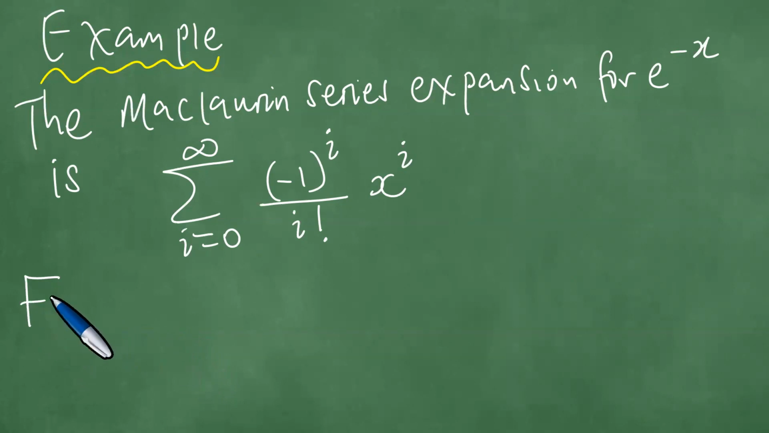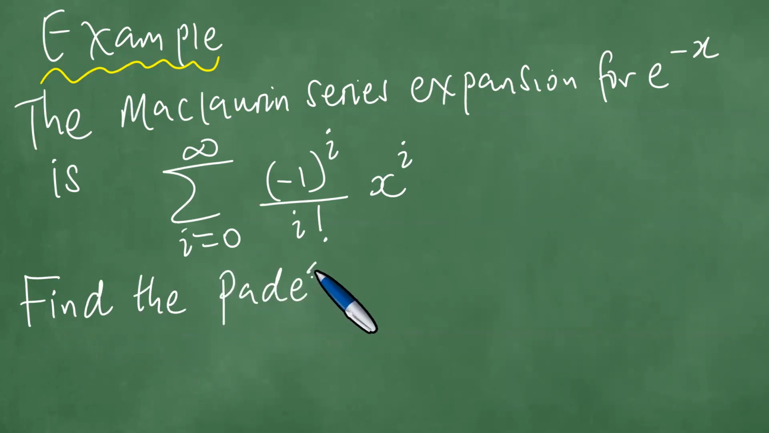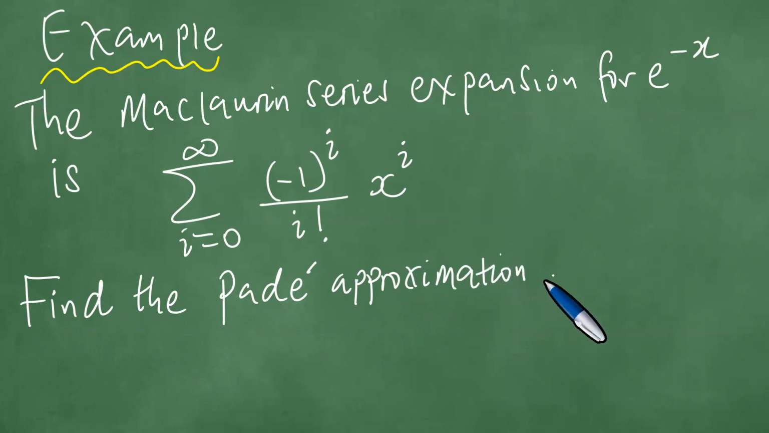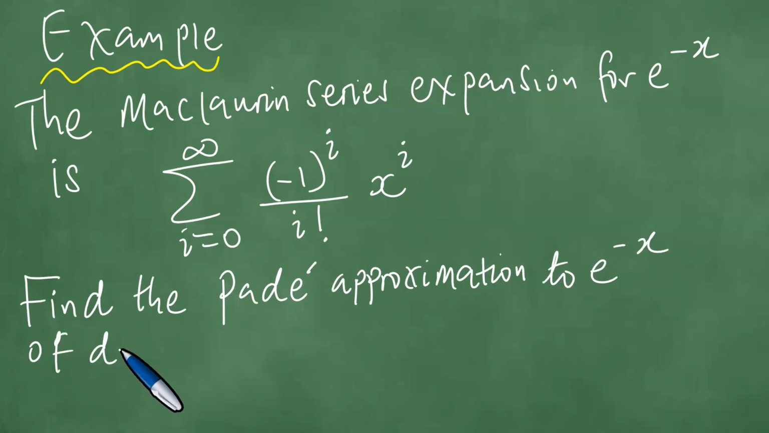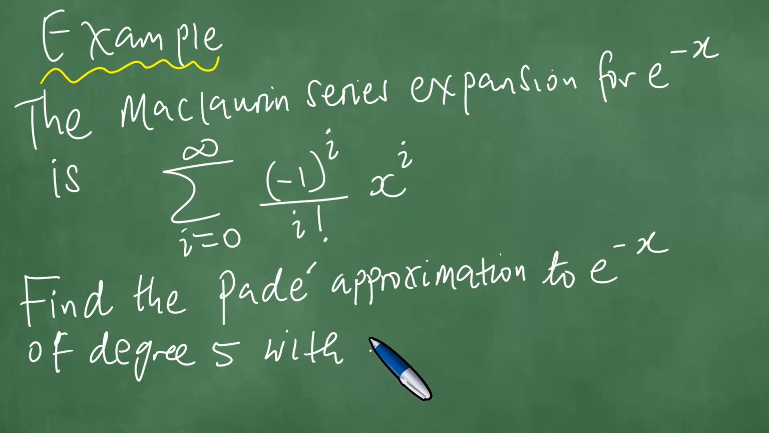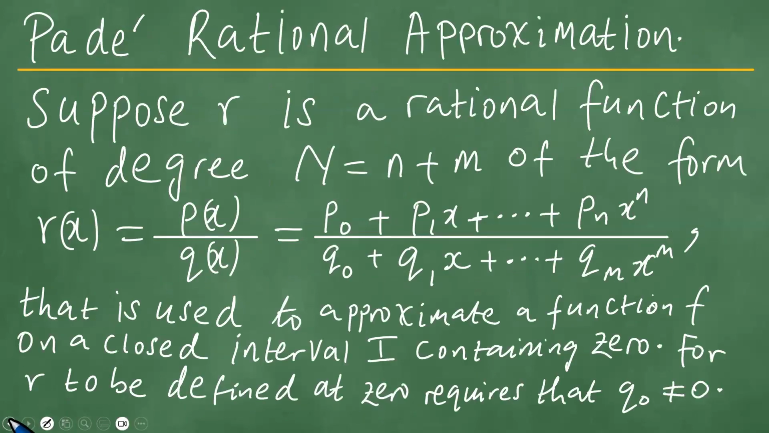And the question then becomes, you need to find the Pade approximation to e to the power minus x of degree 5 with n equals 3 and m equals 2. So it is of degree 5, but the question is clear that n equals 3 and m equals 2. The n is the degree of the polynomial in the numerator, and the m is the degree of the polynomial in the denominator.